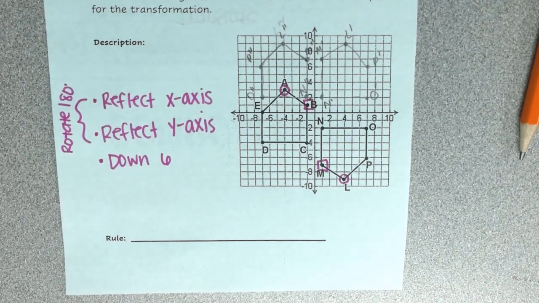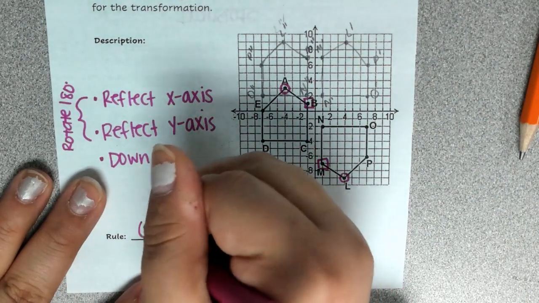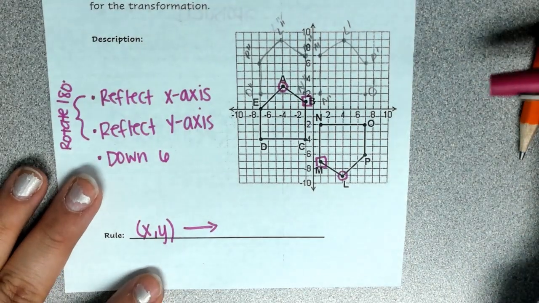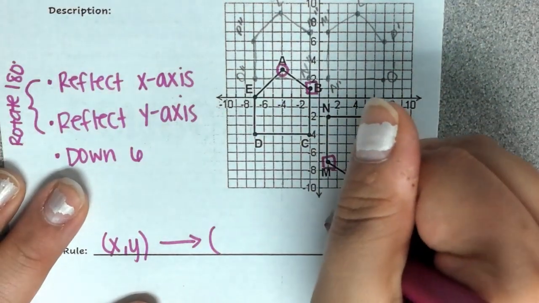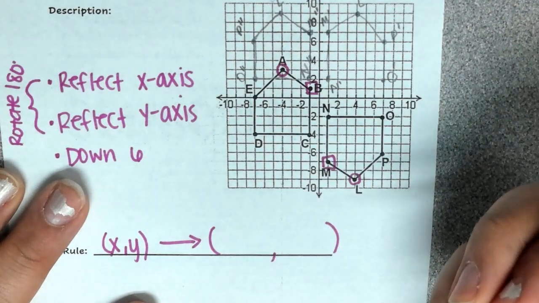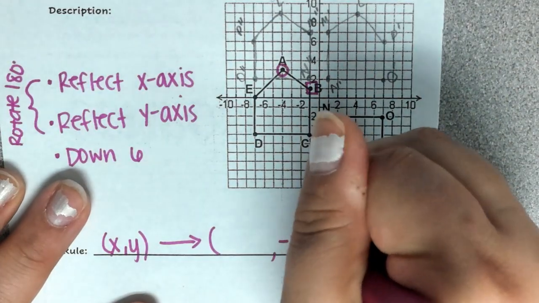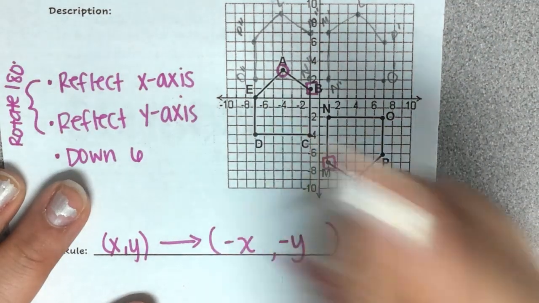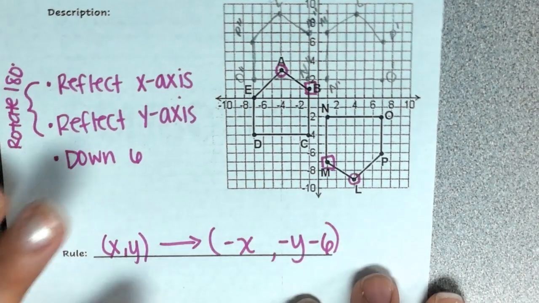So what is going to be my rule here? What does a rule always start with? X, Y with an arrow. Is everybody writing this down? And then reflecting over the x-axis does what? Reflecting over the x-axis is negative y. Reflecting over the y-axis is negative x. And what is going down 6 going to do? Minus 6 from y. And that is my rule.